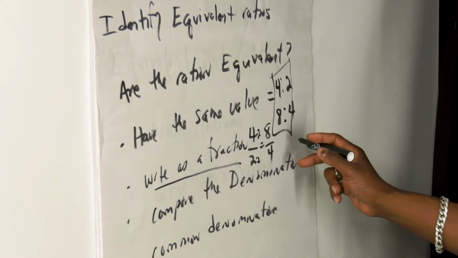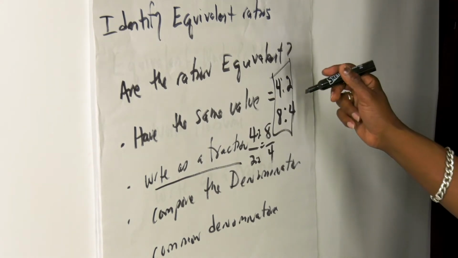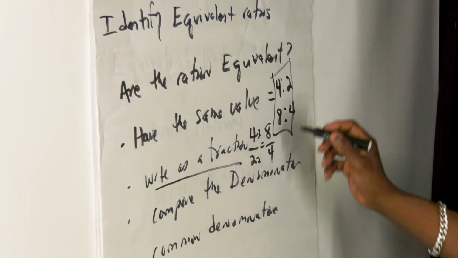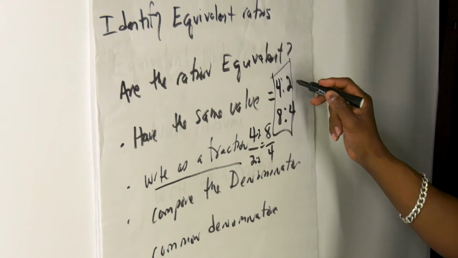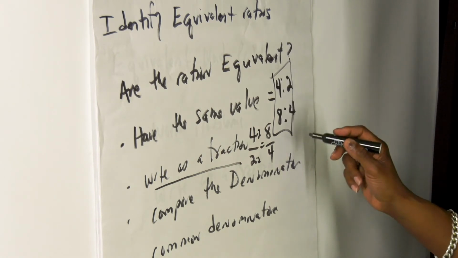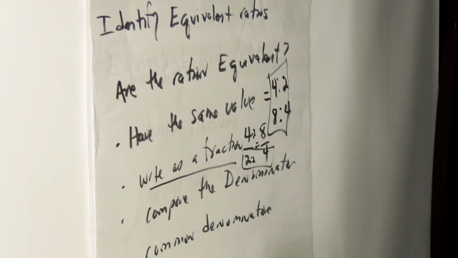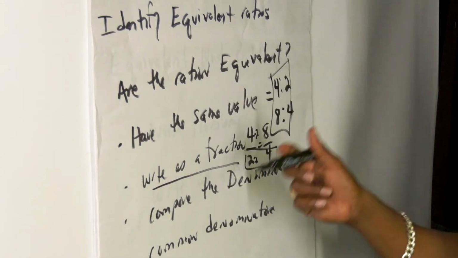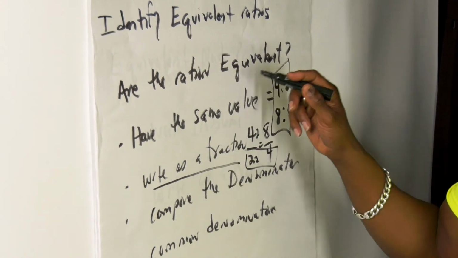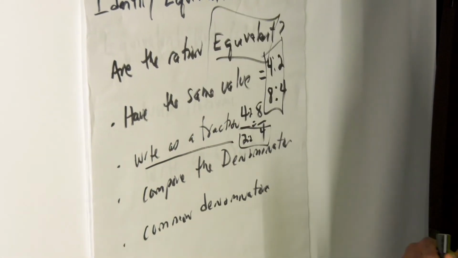We want to try to rewrite the ratio as a fraction, as we did here, 4 in relationship to 2 and 8 in relationship to 4, and compare the denominators and see if they're in common. Can we come up with a common multiple? And if we do, we then know that they are actually equivalent based upon that rule.